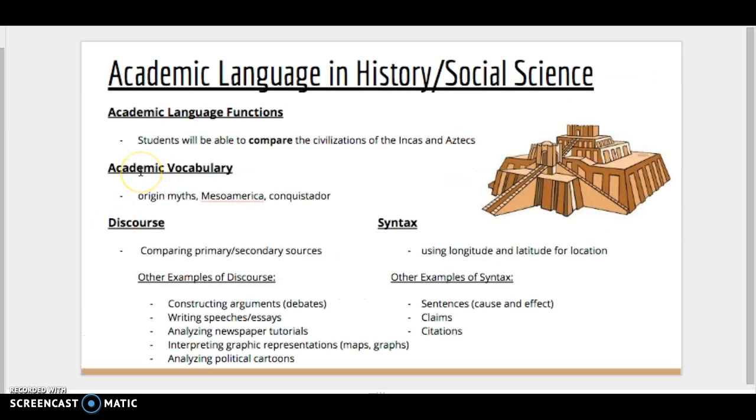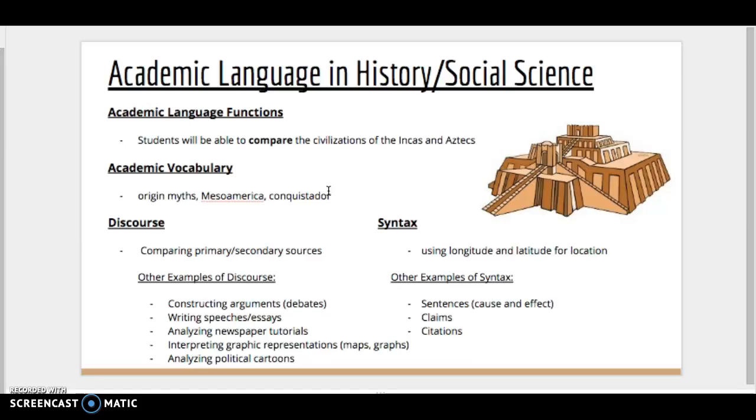And now here's an example of all the 4 language demands broken down into one example specifically for history and social science. The language function would be: students will be able to compare the civilizations of the Incas and Aztecs. The language function in this sentence is the word compare. Students need to be able to compare the differences between Incas and Aztecs. Some academic vocabulary or content-specific vocabulary would be origins, myths, Mesoamerica, conquistador.